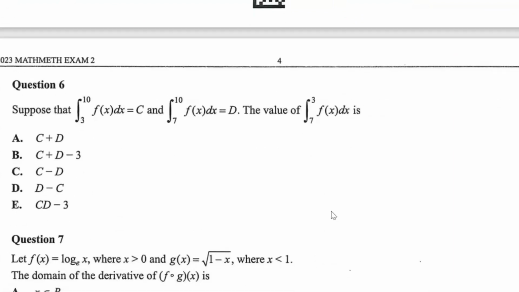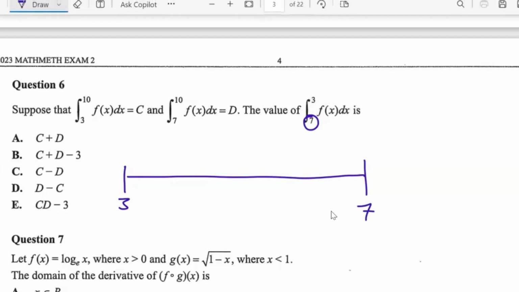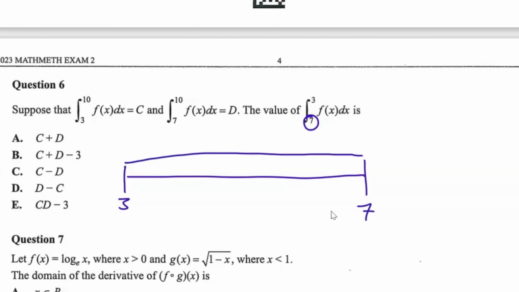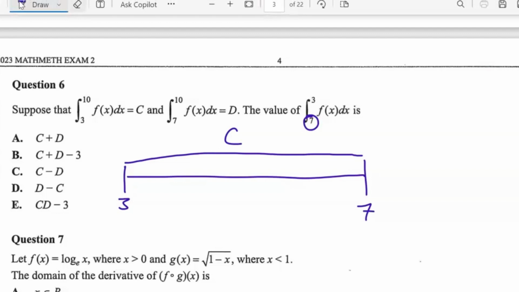Alright, the next question. Suppose that the integration from 3 to 10 of f of x equals c, and from 7 to 10 equals d. So now we need to find out the integration where the bounds have been swapped, so this means it has to be a negative. If I draw a line there and write from 3 to 10, the integration is actually c, and from 7 to 10, well, that must be 10, isn't it? I made a mistake there. That has to be 10.